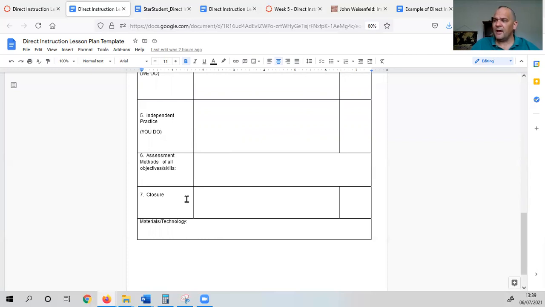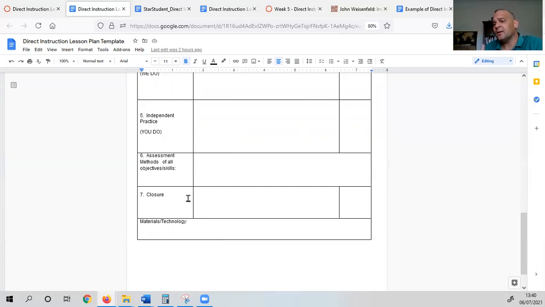And then the final piece before where you just list the materials is the closure. And closure is really important. We often miss this as educators, but it's really important that there is a way that students can reflect on what they learn, and that you can get another piece of evidence to see that they mastered it.